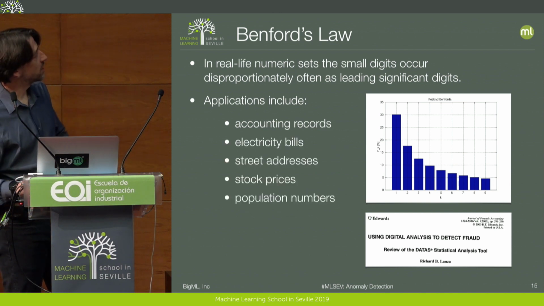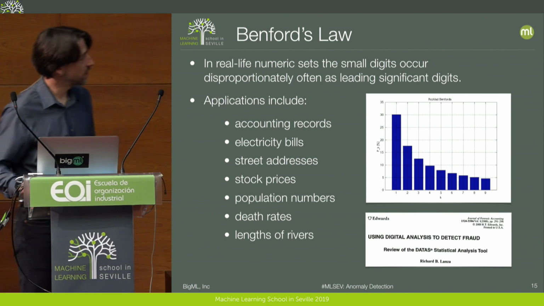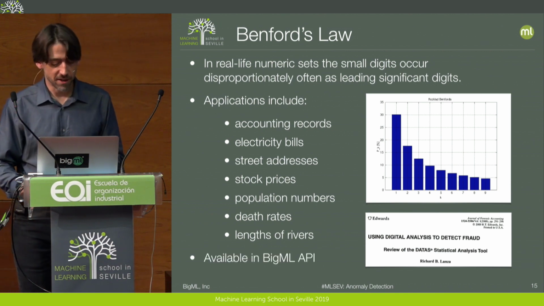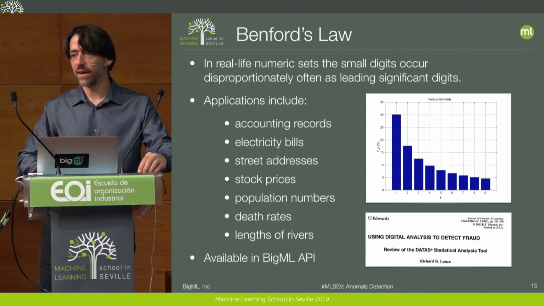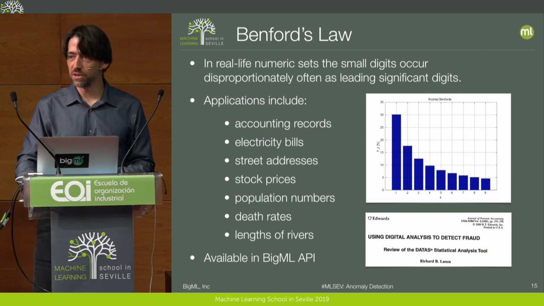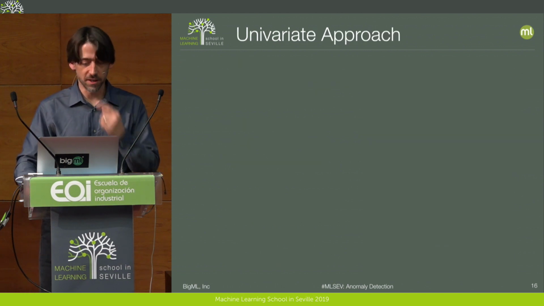Electricity bills, street addresses, stock prices, population numbers, death rates, lengths of rivers, okay? And I can't do this in the UI, unfortunately, I have to do this in the API, but it is pretty fun. Okay, this is one way you could think about doing anomaly detection.